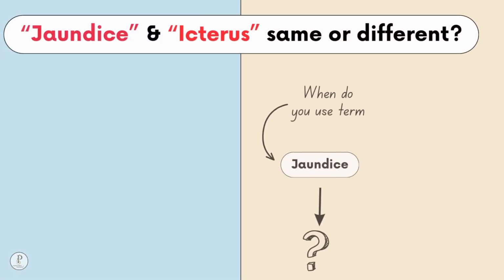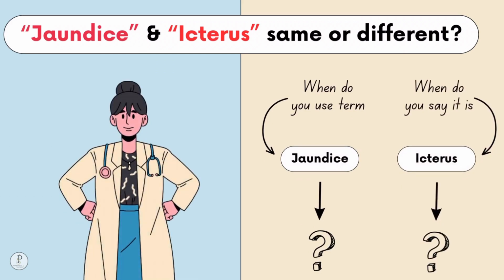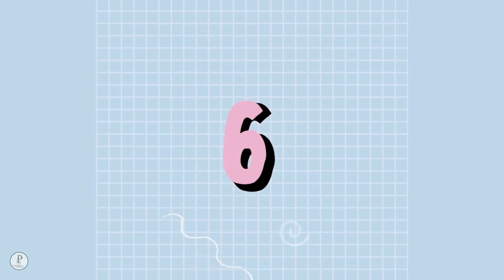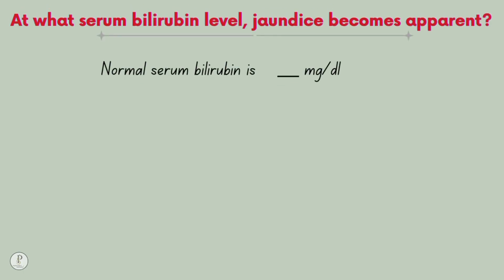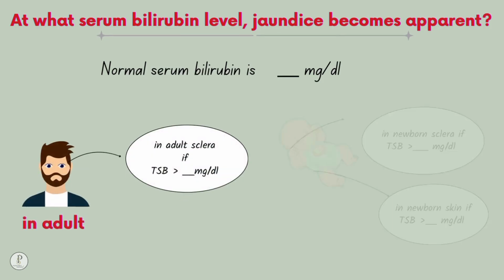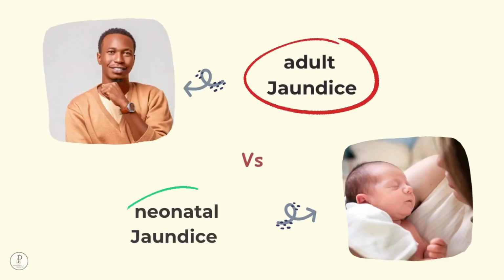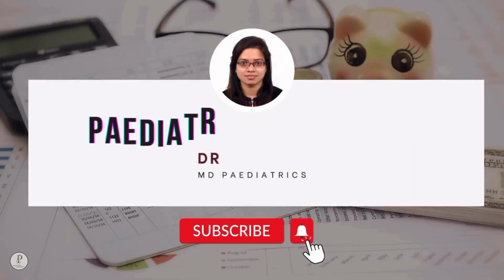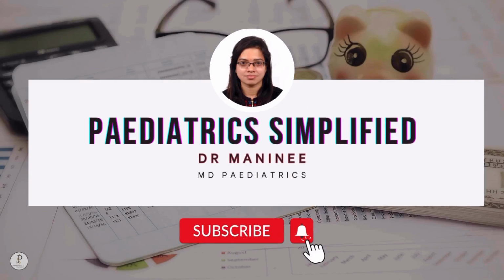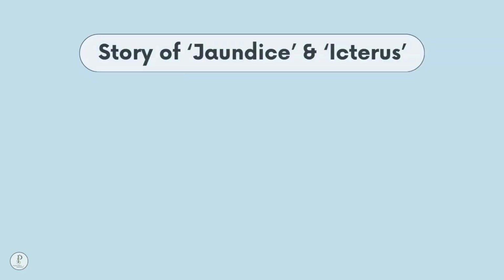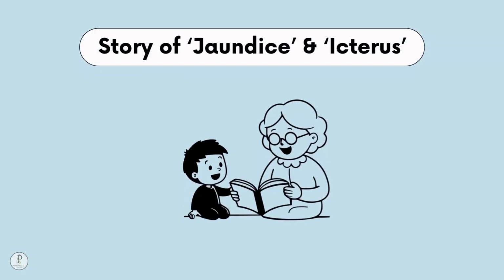Are jaundice and icterus same or different? At what serum bilirubin level jaundice becomes apparent in adult versus in newborn? Basic difference between adult jaundice versus neonatal jaundice. So let's get started. Story behind jaundice and icterus goes like this.